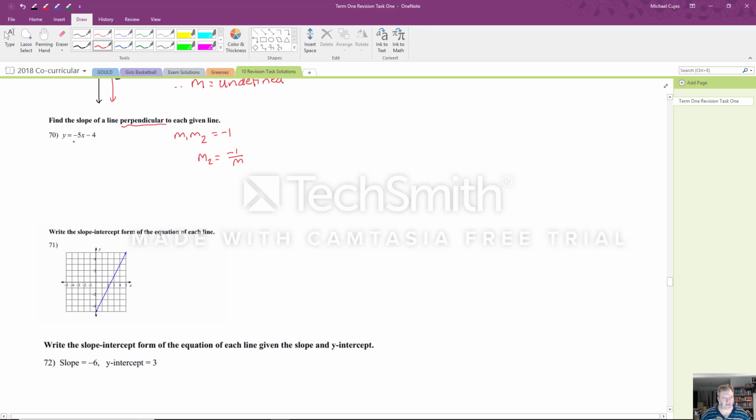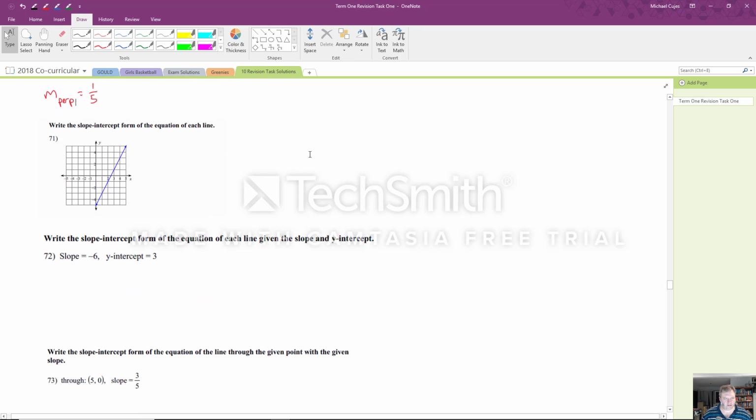So in this case, the gradient of the given line is -5. So I'm going to say the gradient of a perpendicular is going to be -1 divided by that gradient, which was -5, which is, of course, 1/5. So the gradient of a perpendicular line to the given line would be 1/5.